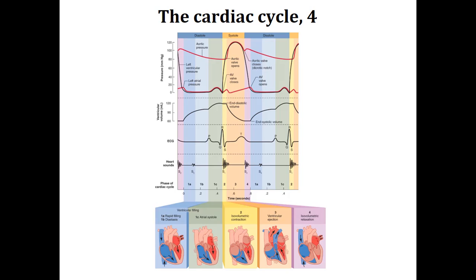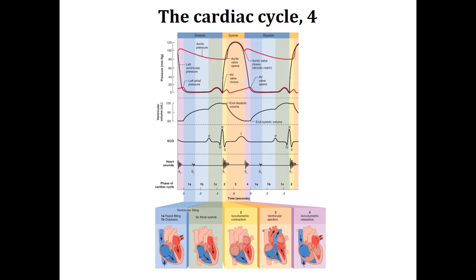Now let's look at the volume. So the volume increases because the valves are opening, the AV valve is opening, so blood's going from the atrium to the ventricle. So volume is increasing in there. And then there's a little increase when atrial systole occurs. So you can see a little bump whenever the atria contract.